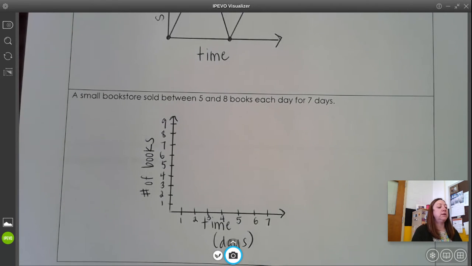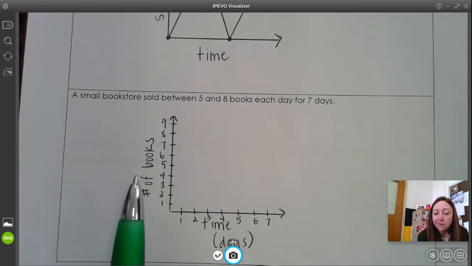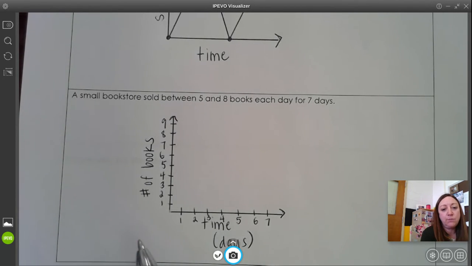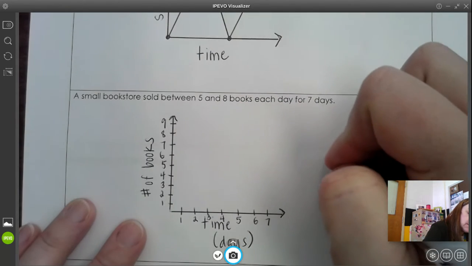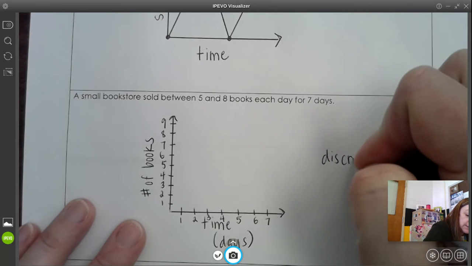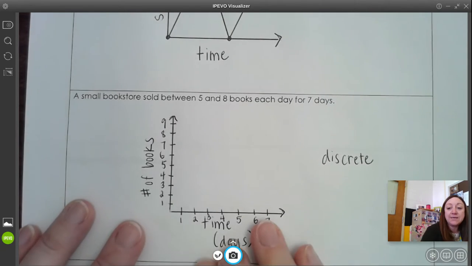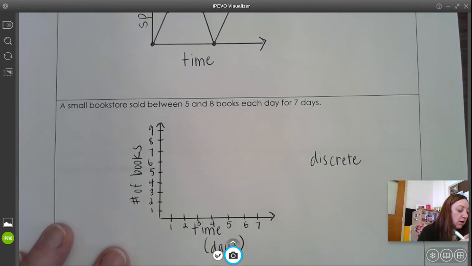But the real important concept here is, is this going to be discrete or continuous? When I'm talking about number of books that I sell, could I ever sell like 7.2 books? The answer is no. This is counted. Number of books that we sell is counted. So this is going to be discrete, which means we're only going to put dots on our graph. We're not going to connect it at all.